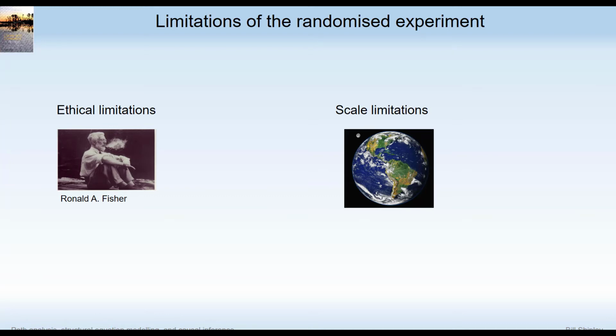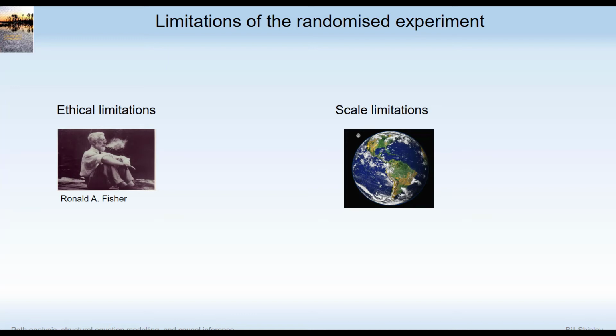So we've looked at the logic of the randomized experiment, but it's important to point out some of the limitations of the randomized experiment, because these limitations are important and they're quite common. So one limitation is simply ethical limitations. There are many situations in which it's unethical to randomly assign the treatment variable to experimental units.